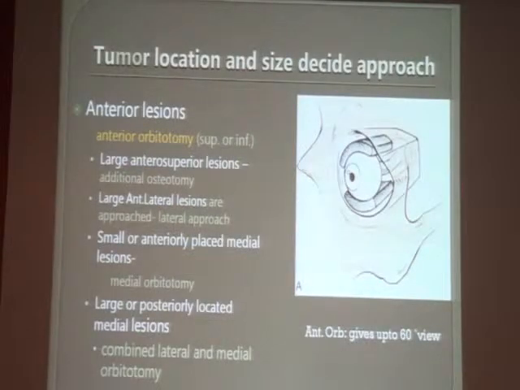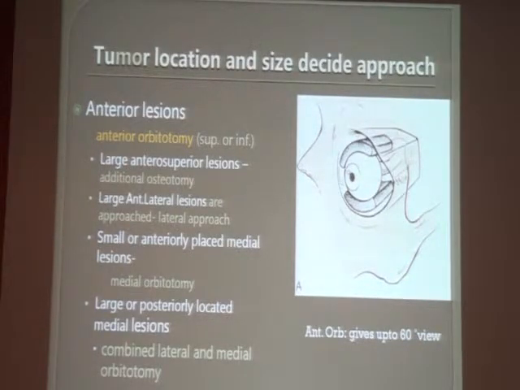The tumor location and size, they decide the approach. Now, anterior lesions require anterior orbitotomy, and this could be superior or inferior. If it is a large lesion, a large anterior superior lesion, then additional osteotomy may be required. Large anterolateral lesions are approached via the lateral approach.